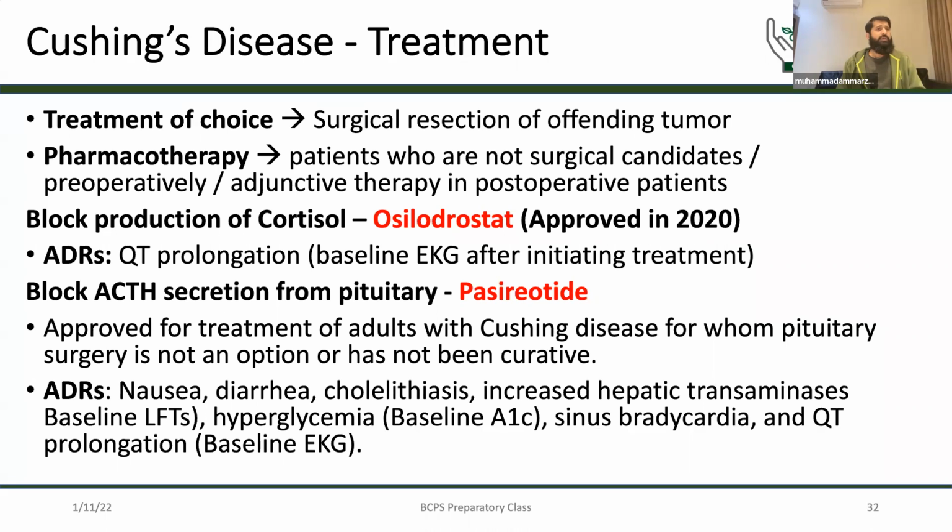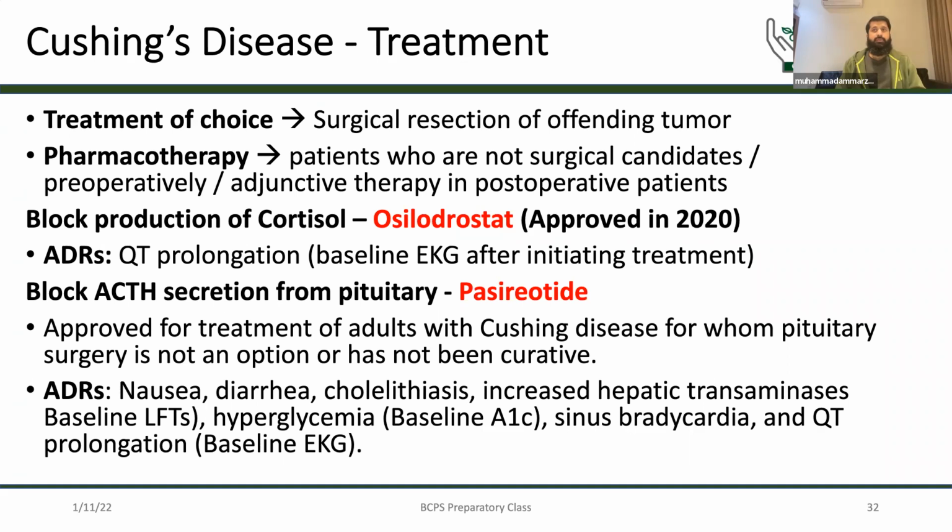So we have different types of treatments for Cushing disease. Some treatments, some medicines, some therapies, they block the production of cortisol, and some reduce the levels of ACTH from the pituitary gland.